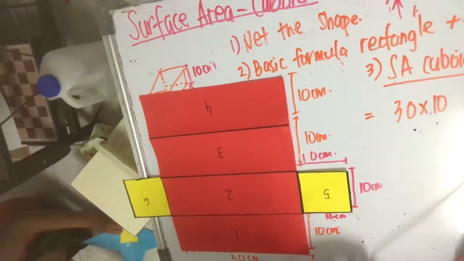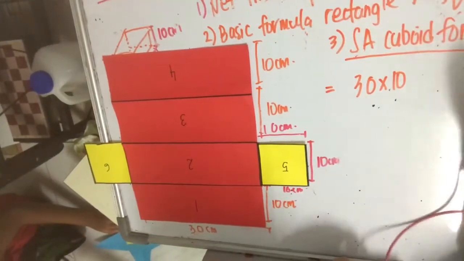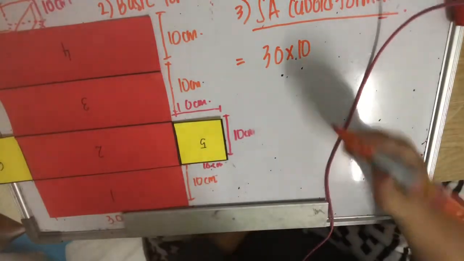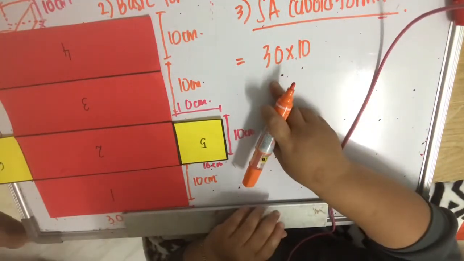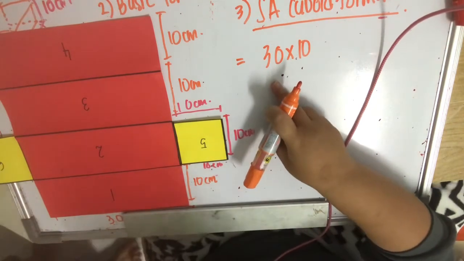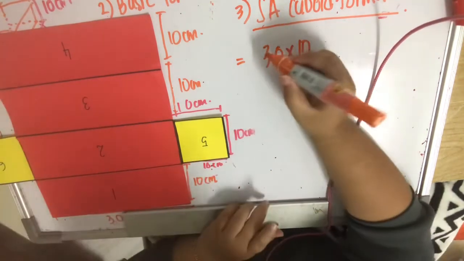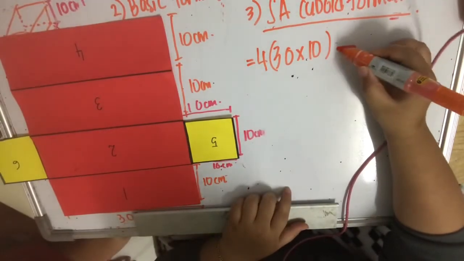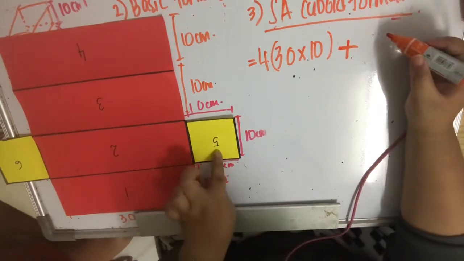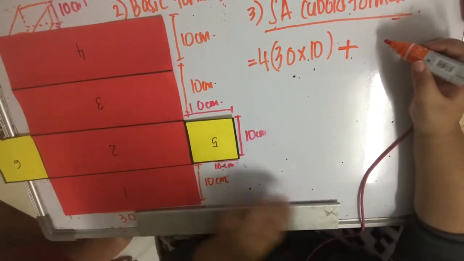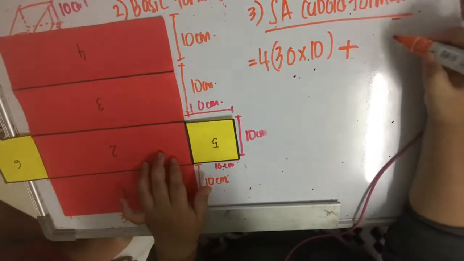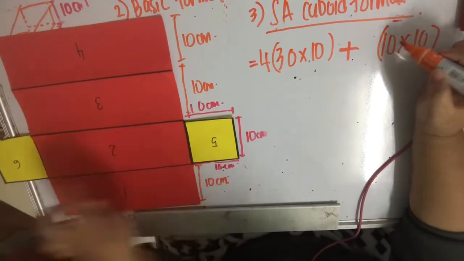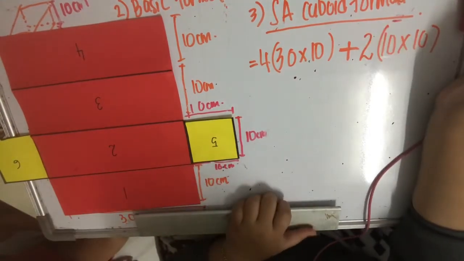How many surfaces do I have? It is a bit crooked. How many rectangular surfaces do I have? I have 4: 1, 2, 3, 4. So I need to multiply this by 4 surfaces, plus the square. The formula for the square is 10 times 10. How many squares do I have? I have 1 and 2. Correct?